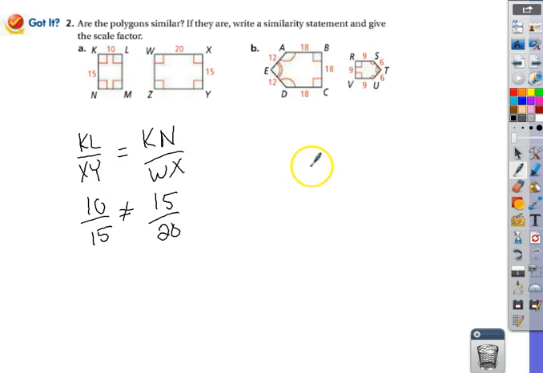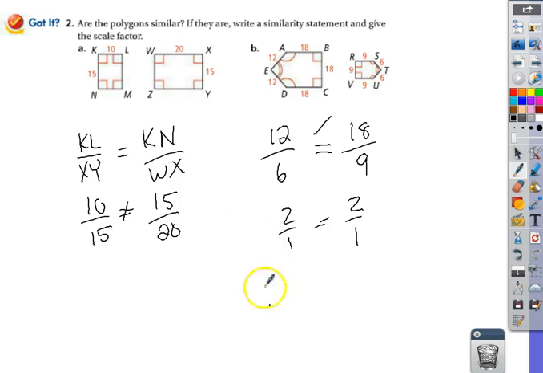Here, all the angles match. These little slanted lines are going to compare with these other slanted lines, 12 to 6. And the straight lines, the horizontal and vertical lines, are all 18 to 9. So if I just do that proportion right there, that covers the whole problem. Are they the same? Yep, we have a winner. This reduces to 2 to 1, and this reduces to 2 to 1, which is equal.